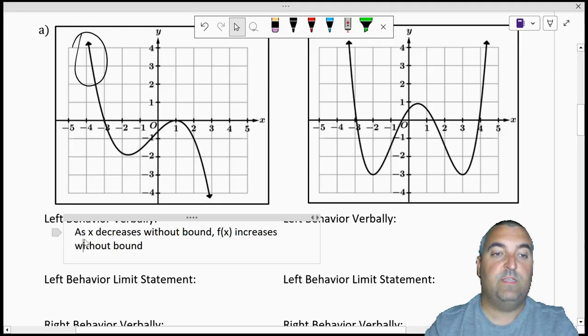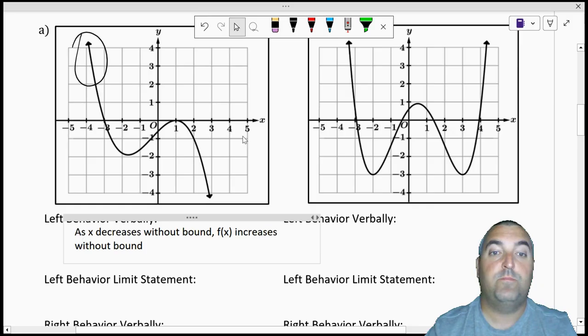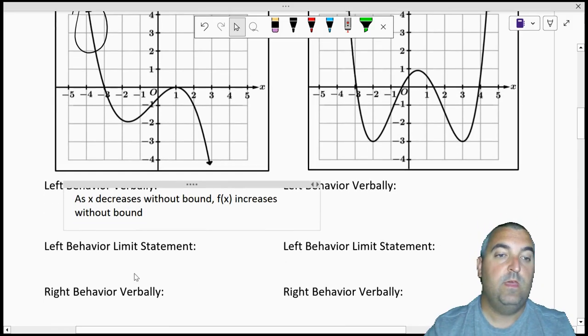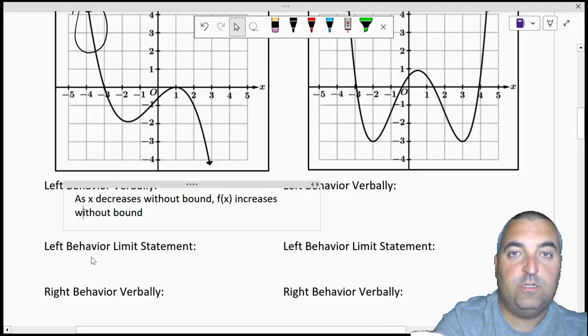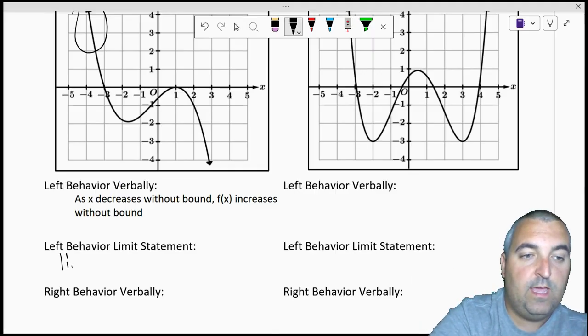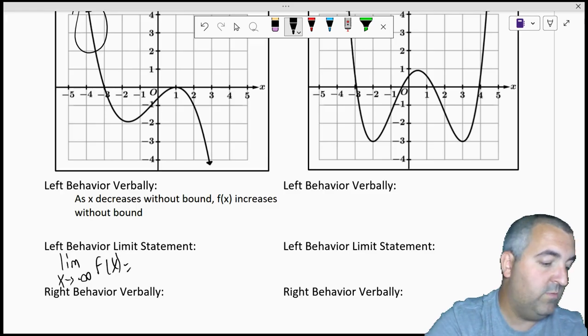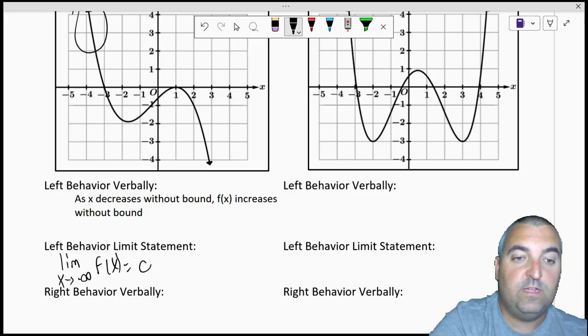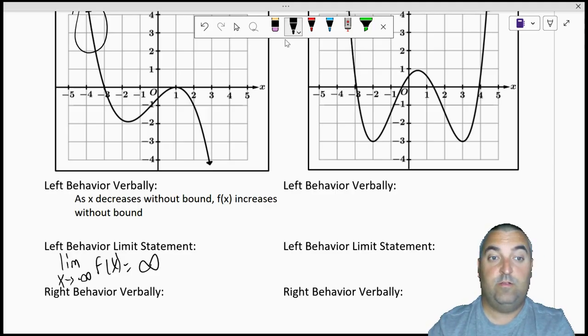So this is another way of saying, as we go to the left, this graph is going to positive infinity. The way we'd write this with our notation is we would write lim as x approaches negative infinity of f of x equals infinity, because it's going straight up. So there that one is.